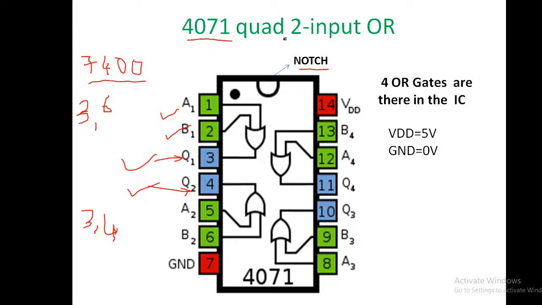After that you have to get the result, right? So the obtained truth table and the theoretical truth table you cannot match if you are not understanding the pin diagrams.